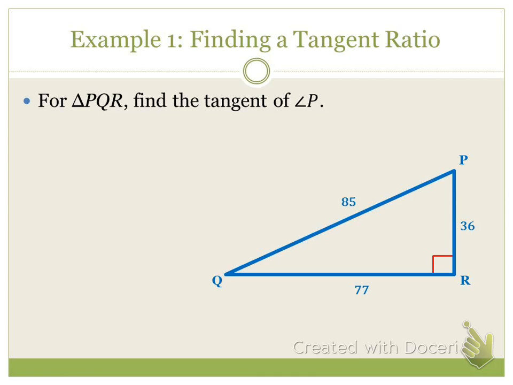All right, so it says for triangle PQR, find the tangent of angle P. So tangent of P equals, now what did I say my tangent fraction was? Look at your papers: opposite over adjacent. So write on your paper, tangent P equals opposite over adjacent.